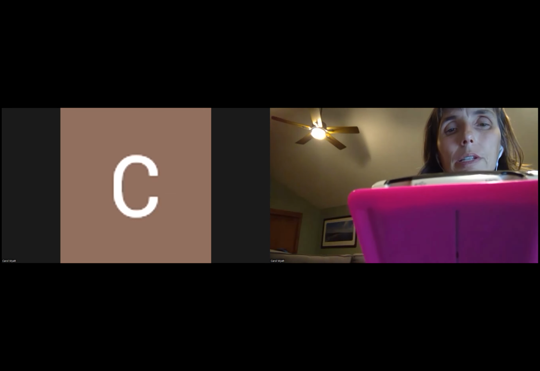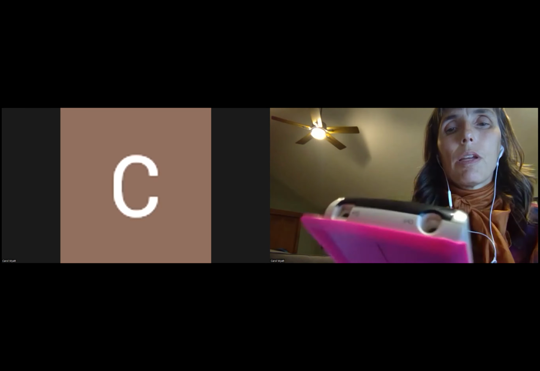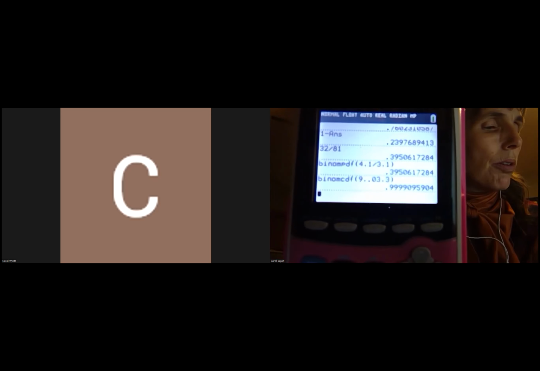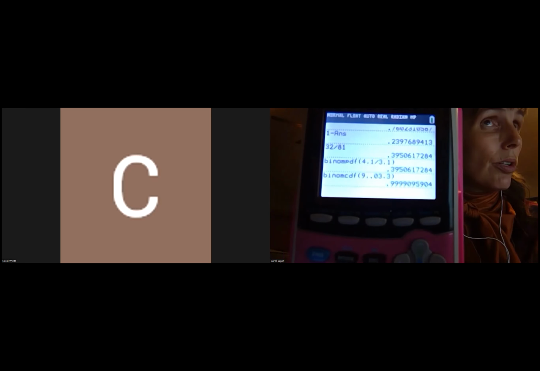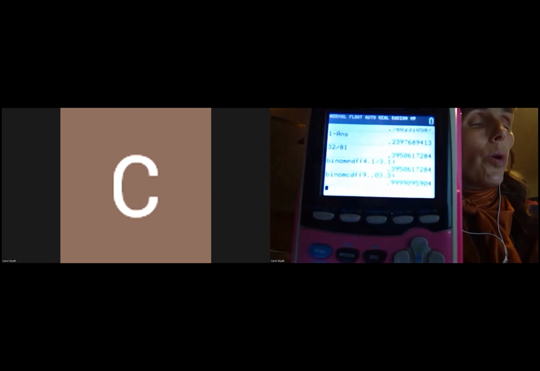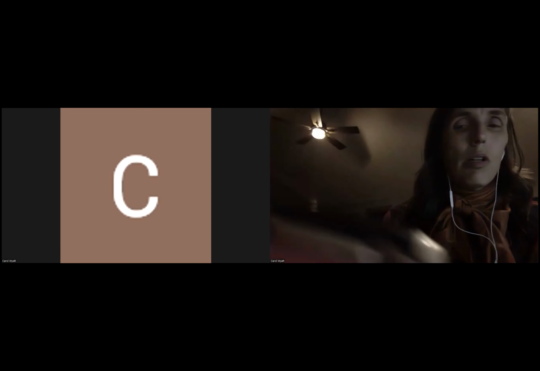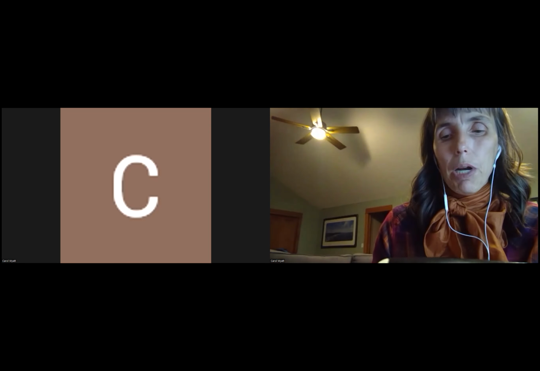I hit paste. And look at that. That's the probability that we have 0, 1, 2, or 3 defective items. So 4 or more would be 1 minus that.